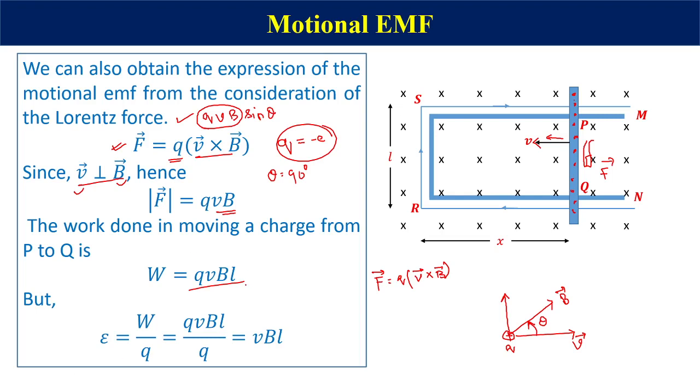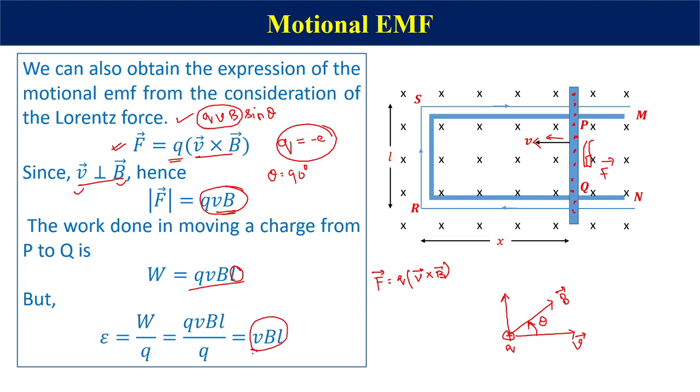So what is the work done? Work done will be force multiplied by distance. I know that the length of PQ is L, so you just take the product of this force F multiplied by L. That gives us the work done in displacing a charge along the length PQ. Now if this is the work done to displace a charge from P to Q, what will be the EMF? EMF is given by work done per unit charge. That is the basic definition of EMF: how much work is to be done to displace a charge from one point to another. So work done per unit charge is W upon Q. If I make this division, I remain with vBL.